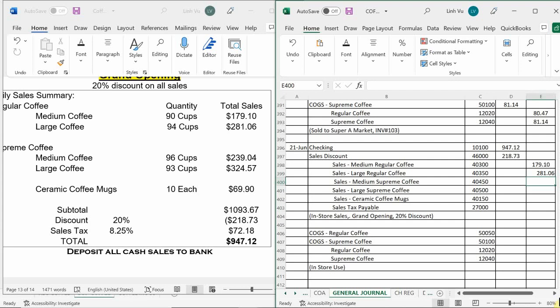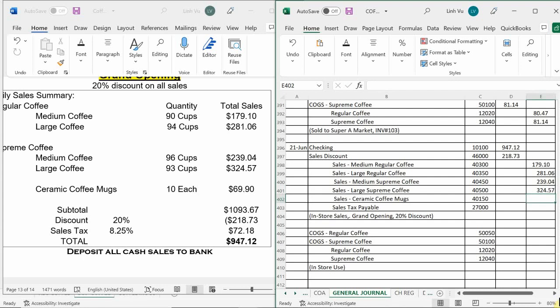What about my medium supreme coffee? How much did I sell? Medium supreme coffee. We sold 96 cups and 239.4. Okay, and then my large supreme. We sold 93 cups and 324.57.